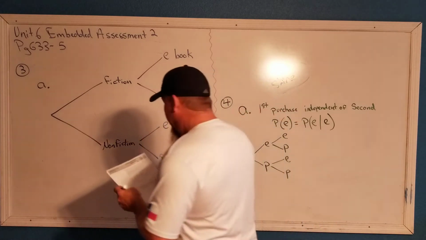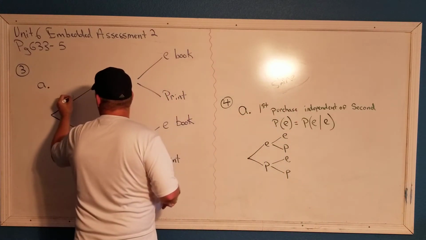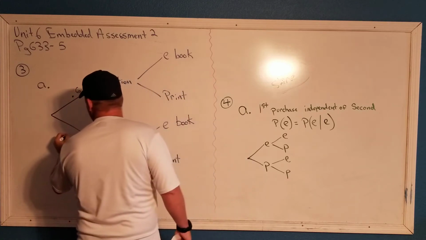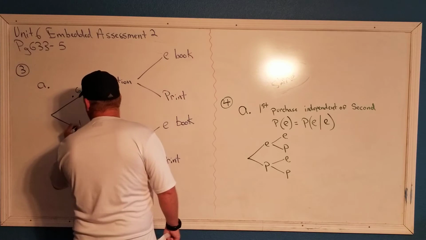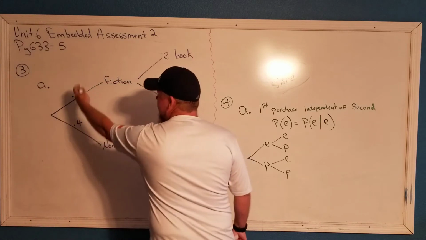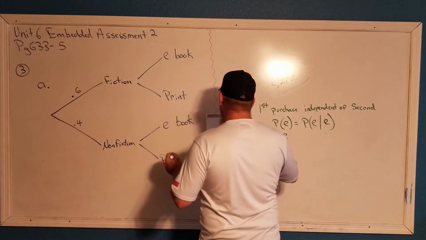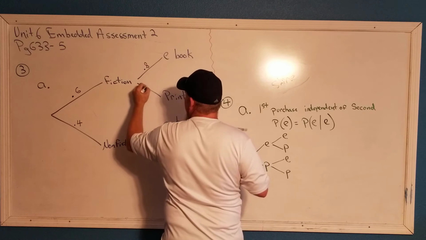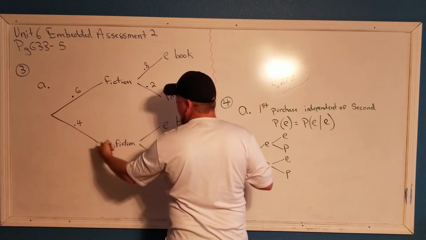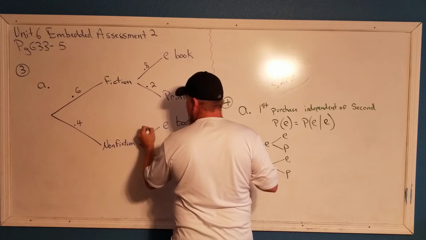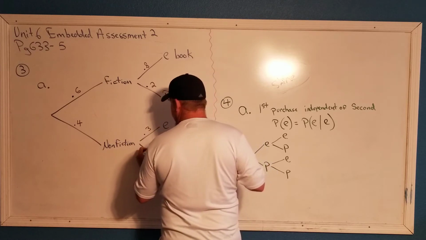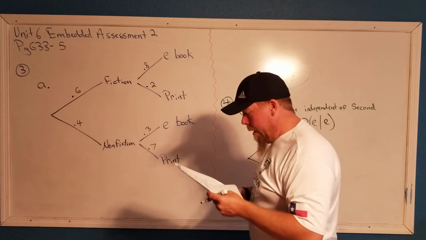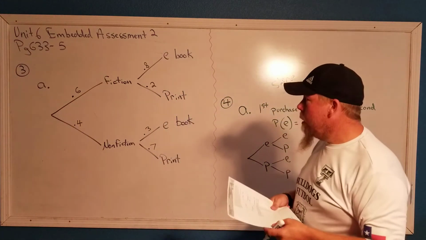What they're saying is, if she chooses a fiction book, we're going to put 60% chance that that's going to happen, which means that there is a 40% chance that it's going to be a nonfiction book. Remember, that always has to add to 1, okay? And then assuming she chooses fiction, there's an 80% chance that she chooses an electronic book, which means there's a 20% chance that it's in print. If she chooses nonfiction, there's a 30% chance that it's electronic and a 70% chance that it is a print book, okay? So, let's walk through what 3 is asking us.